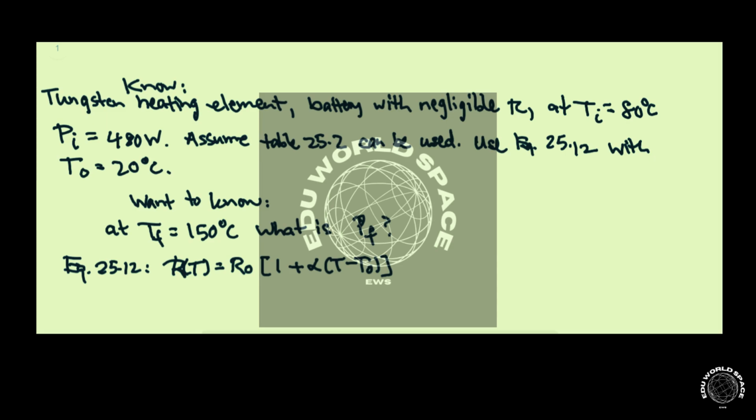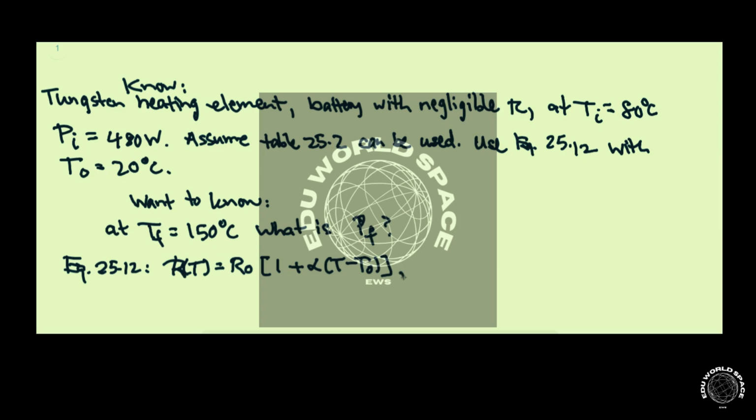The things we know from this problem is that we have a tungsten heating element. It is connected to a battery with a negligible internal resistance. And at a temperature, let's call it Ti, which is equal to 80 degrees C, it draws a power, let's call that Pi, of 480 watts.